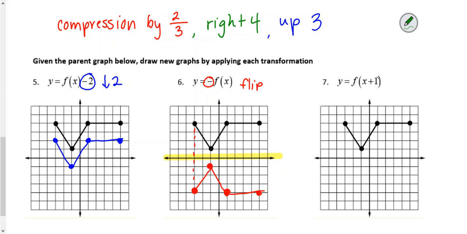And number 7. The +1 inside parentheses really means I'm going to the left 1. Take this first point, move it over to the left 1. Bottom point, left 1. Left 1, left 1. Connect your points. Make sure it has the same shape. And that's it for the graphing.